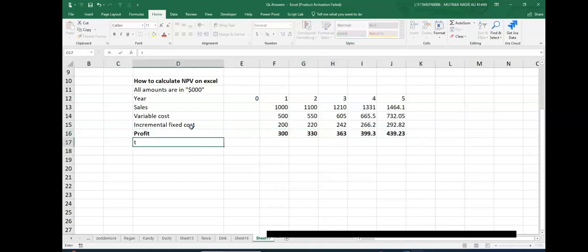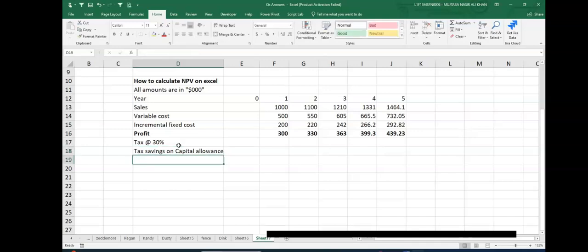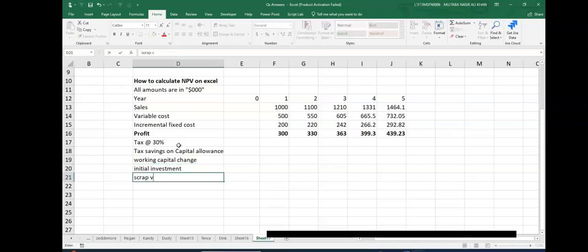Then tax. For example, tax is 30%. Then tax savings on capital allowance or tax allowable depreciation. Then working capital change. Initial investment. Scrap value.